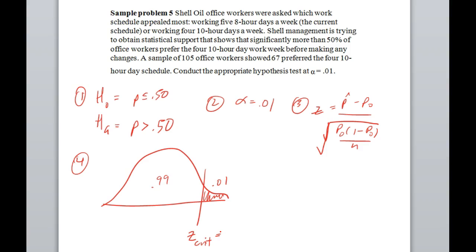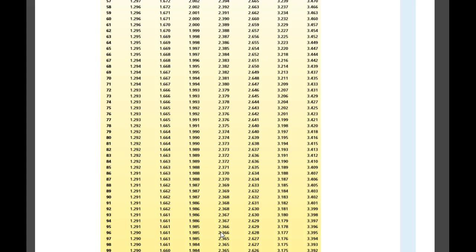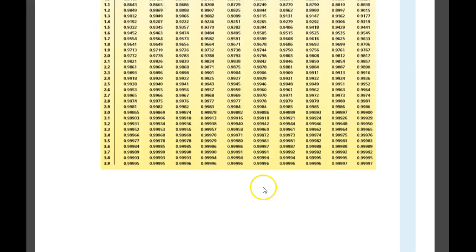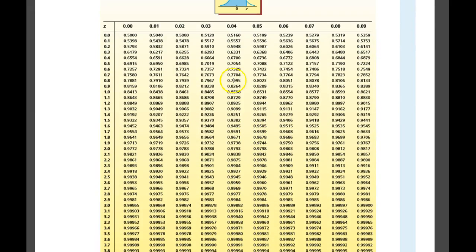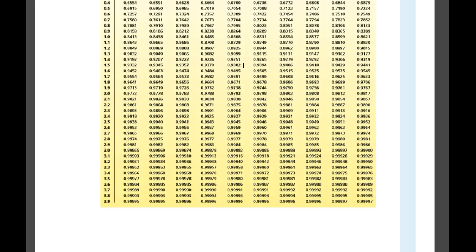This is not going to be the same value that you're used to using for the 99% confidence interval. The 99% confidence interval was the one where 0.005 of the data was above it and 0.005 was below it on the negative side. This would be more akin to a 98% confidence interval. So we'll look at our statistical table here, and really what we're looking for is 0.99.